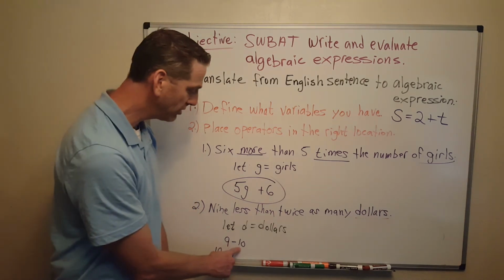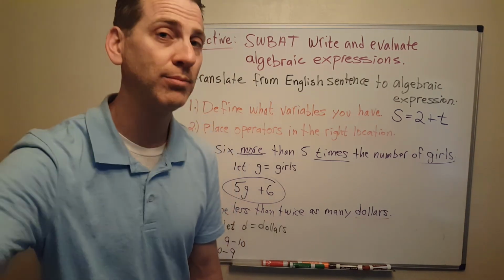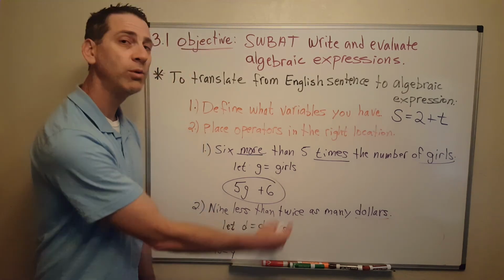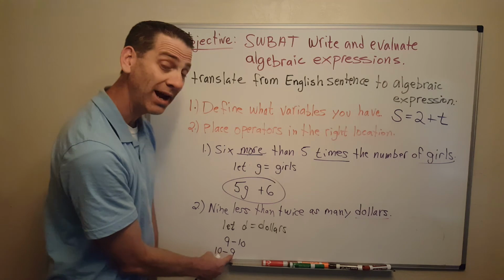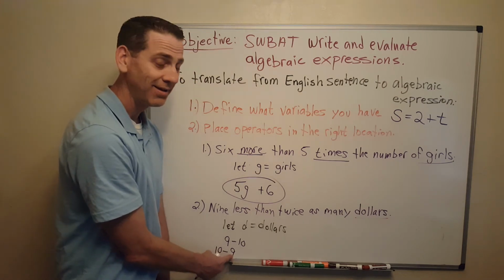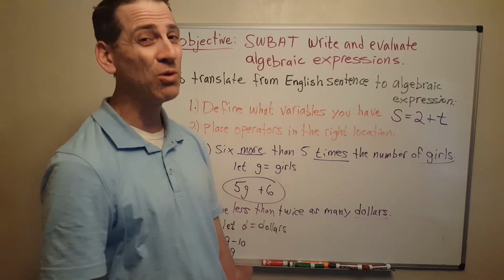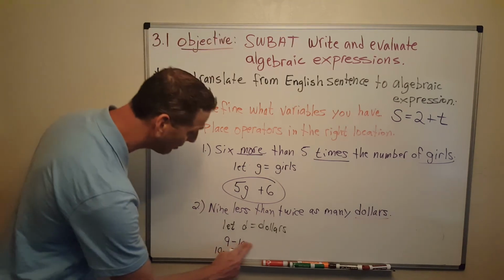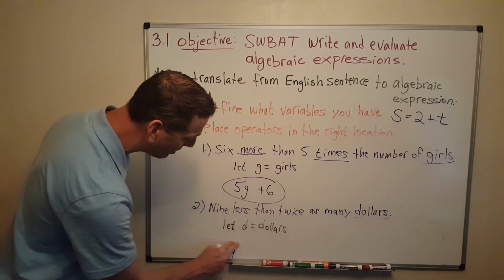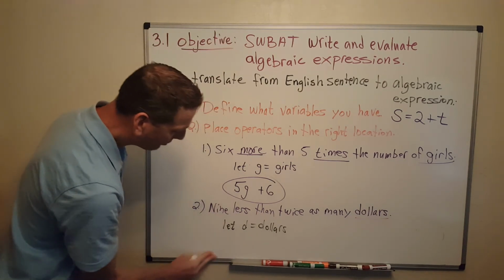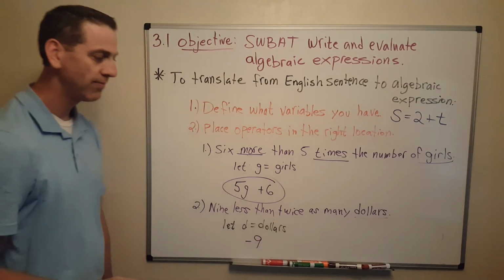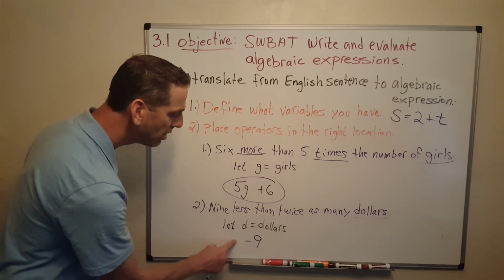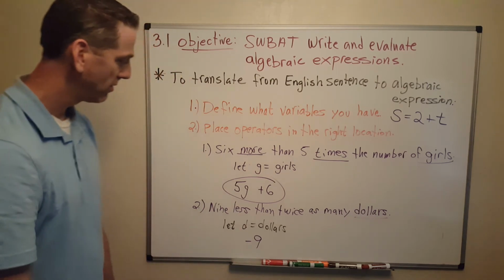I have $10, you have 9 less than me. Well, you would start with what I have, and then subtract 9 from that. So the order does matter with subtraction. This one's not going to work. So it's going to be 9 less than whatever's over here.